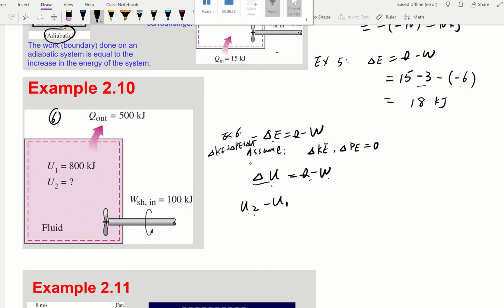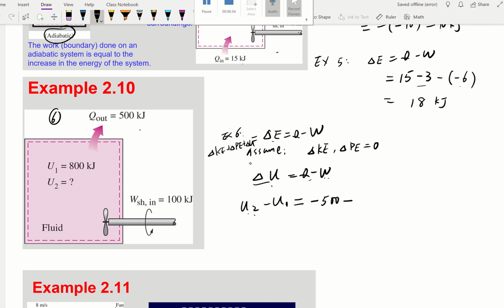U2 means the final state internal energy, U1 its initial state internal energy. And Q, is there any heat coming into the system? No, so that's 0. However, there's heat leaking out, so that's going to be negative 500 kilojoule based on sign convention. And then minus this W.